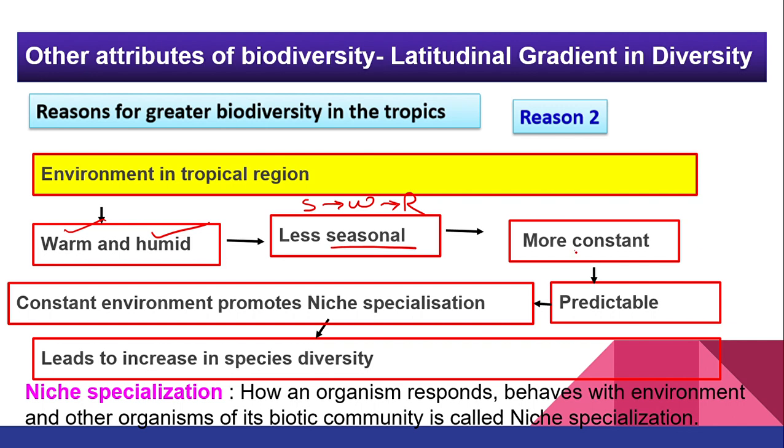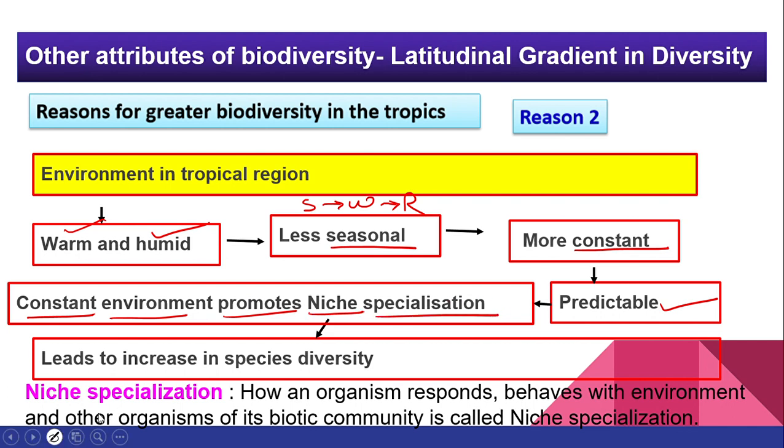Since it is less seasonal, that means again a constant thing is maintained. I know after 3 to 4 months which season is going to come. After 3 to 4 months another season is going to come. So that is constant. It is predictable. We know all the 4 seasons and when they are going to come. Correct? Now due to this, what happened? Constant environment promotes niche specialization.